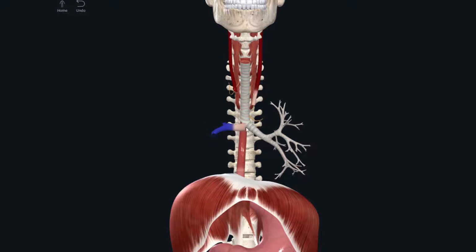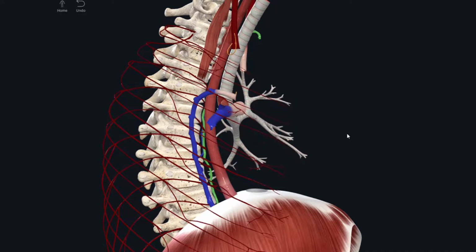Then we have the pulmonary trunk, which is this one. And then we have the diaphragm that is also an anterior relation. So all of these that I was speaking about are the anterior relations. Now let's move on to the posterior relations.